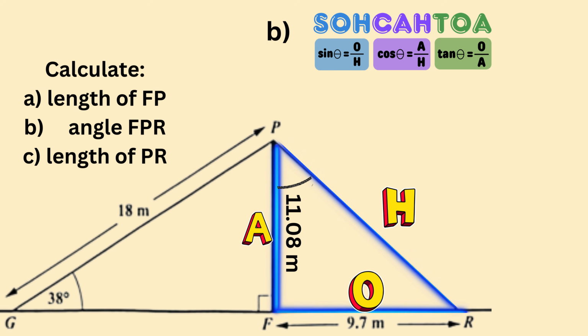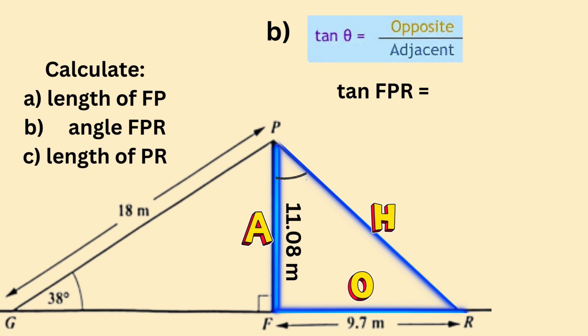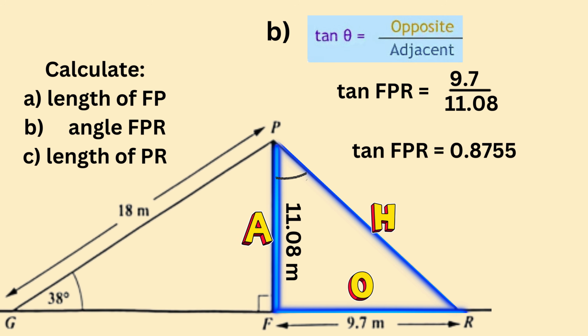Now, which ratio has O and A? You are correct, the tan ratio, which states that tan theta equals opposite over adjacent. The angle theta is FPR. The opposite side FR is 9.7, while the adjacent side is 11.08. Hence, tan FPR equals 9.7 divided by 11.08, which is 0.8755.